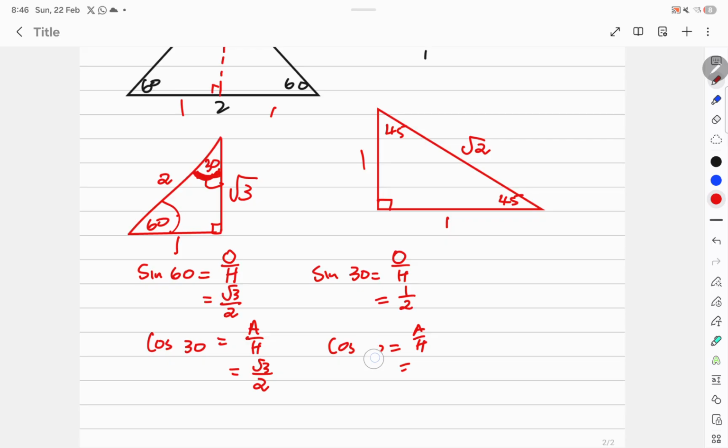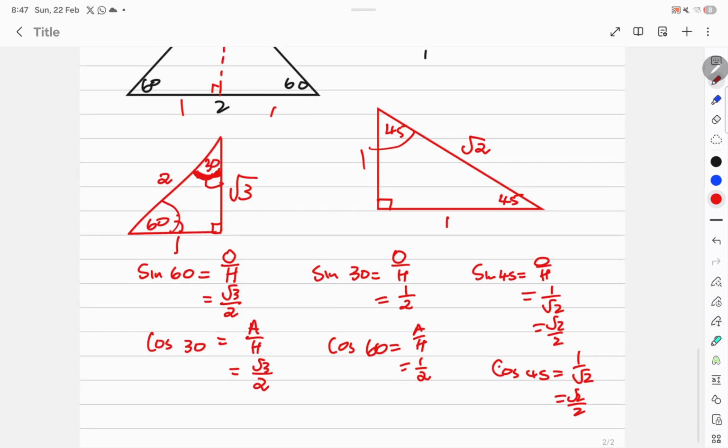I must do the cos of 60. The cos of 60 is adjacent, which is 1 over 2. And then the sine of 45. What is the sine of 45? Opposite over hypotenuse is 1 over the root of 2, which is root 2 over 2. The cos of 45 is 1 over root 2 as well, which is root 2 over 2.